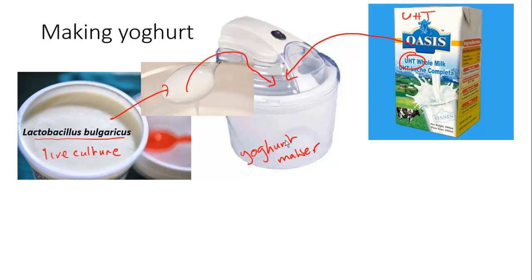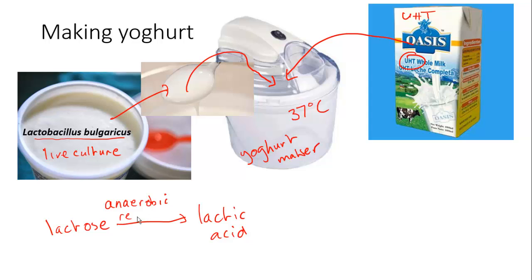Okay, why does this make yogurt? Well, when we incubate this at 37 degrees C, our Lactobacillus bulgaricus, their enzymes will work at optimum temperature and they will do this conversion. They will take the sugar in milk, lactose, and convert it into lactic acid via a number of steps, but essentially we can just remember it as being by anaerobic respiration. That's just the same sort of anaerobic respiration that you learned about in muscle cells producing lactic acid.